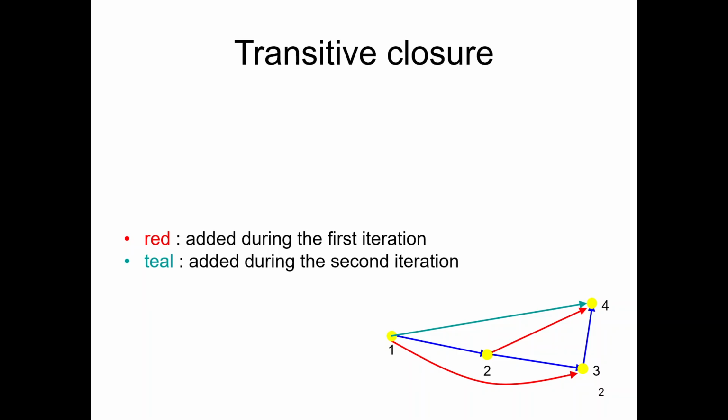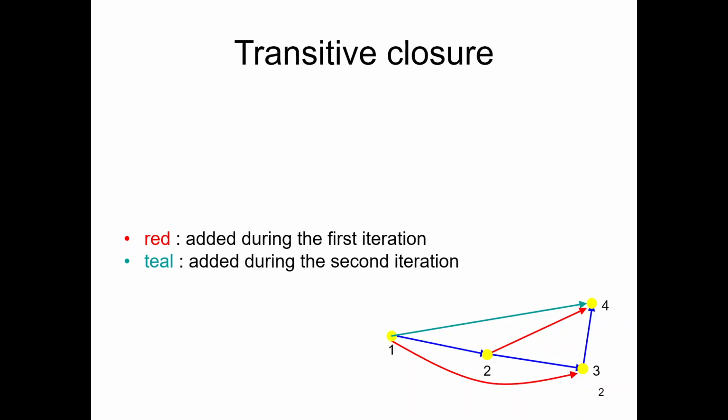Okay. So the red edges are added during the first iteration and then the teal colored edge that we added was during the second iteration. The blue indicates the original graph. Then we first found that 1 to 2, 2 to 3, therefore 1 to 3, that was how 1 to 3 was added, and then 2 to 3, 3 to 4, so 2 to 4 was added.